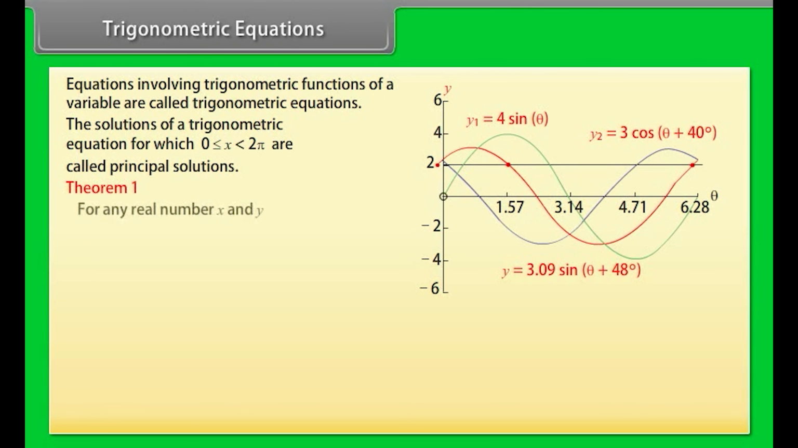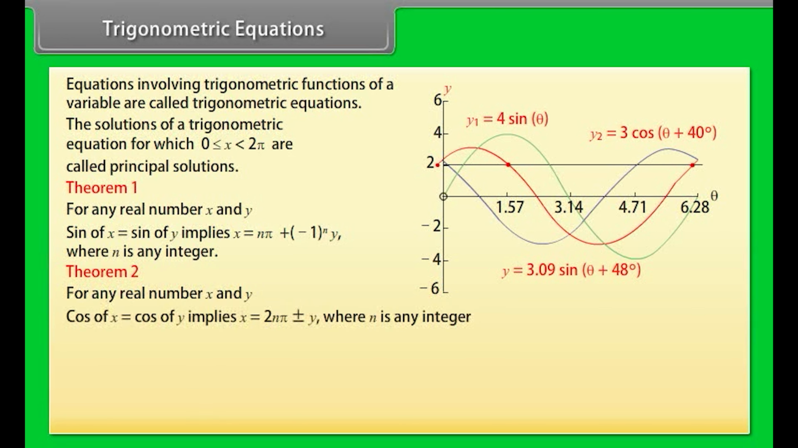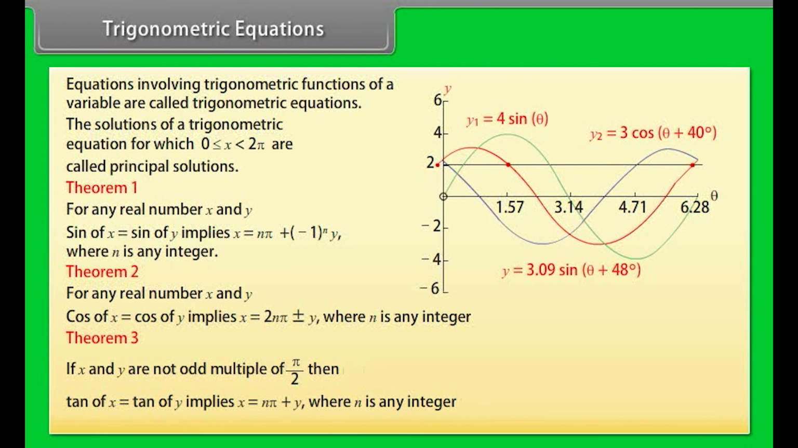Theorem 1. For any real numbers x and y, sine of x is equal to sine of y implies x is equal to n pi plus minus 1 raised to the power n times y, where n is any integer. Theorem 2. For any real numbers x and y, cos of x is equal to cos of y implies x is equal to 2n pi plus or minus y, where n is any integer. Theorem 3. If x and y are not odd multiples of pi by 2, then tan of x is equal to tan of y implies x is equal to n pi plus y, where n is any integer.